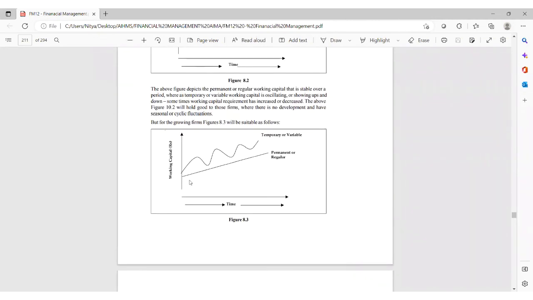But if I talk about a growing business, a growing firm, which is still not in a stable condition, they are still growing. So in that case, their permanent or regular working capital will keep on growing with the passage of time, because they are still growing in their business. And with that growing business, their temporary or variable capital will also keep on growing. And again, it will be a zigzag line, because depending upon whenever there is more requirement of capital, that capital is to be shown in this way.